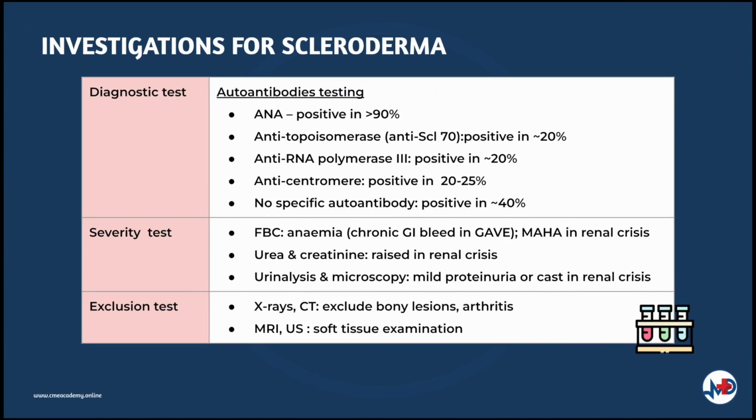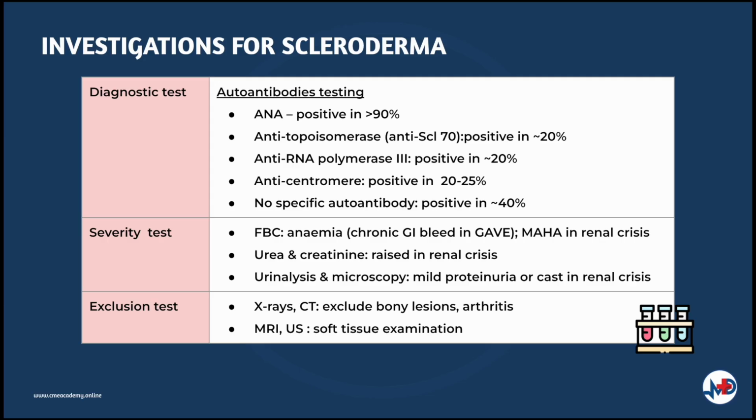Let's discuss the investigations of systemic sclerosis. Autoantibody testing is the diagnostic test for scleroderma. More than 90% of patients have positive ANA. About 20% of patients may show positive anti-topoisomerase or anti-SCL70. Anti-topoisomerase antibodies are associated with risk of interstitial lung disease. Anti-RNA polymerase III is also present in about 20% of patients, and it is associated with risk of renal crisis.